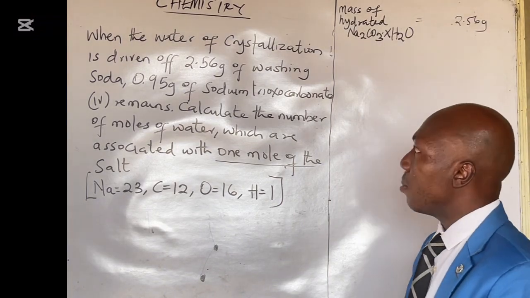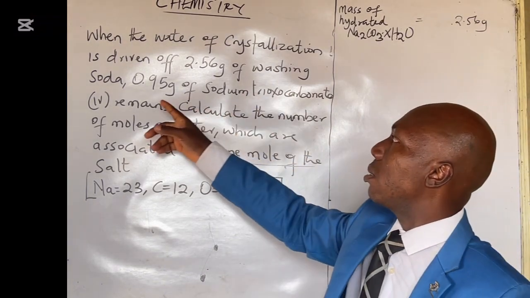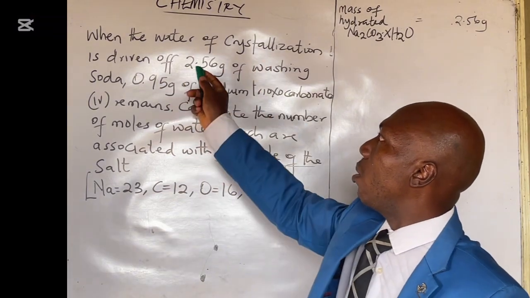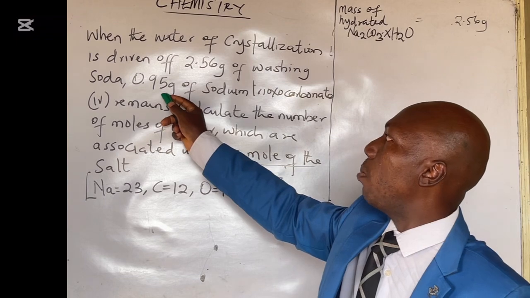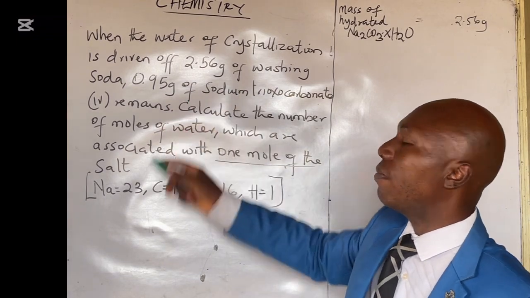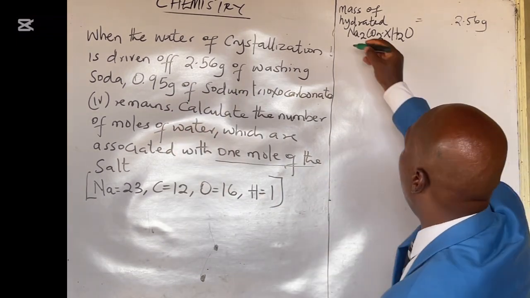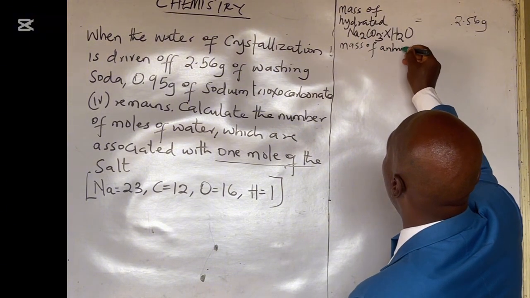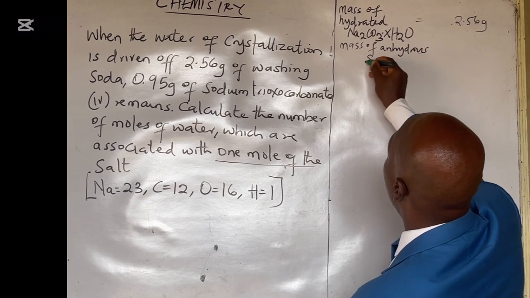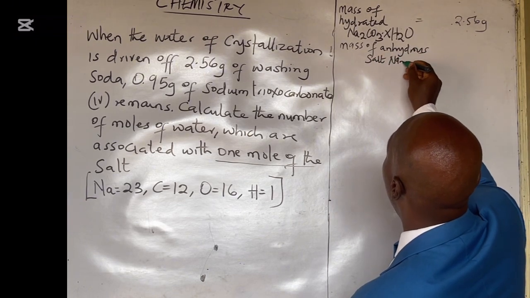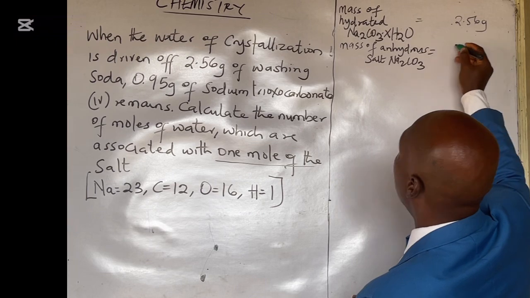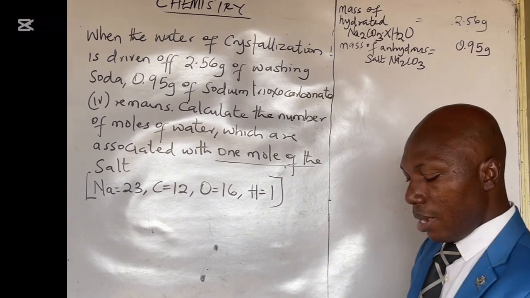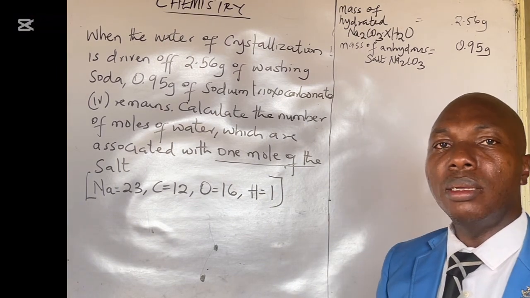And we're also told that when the water of crystallization is driven off 2.56 gram of washing soda, 0.95 gram of sodium carbonate remains. So we have the mass of anhydrous salt as sodium carbonate, and we are given 0.95 grams.